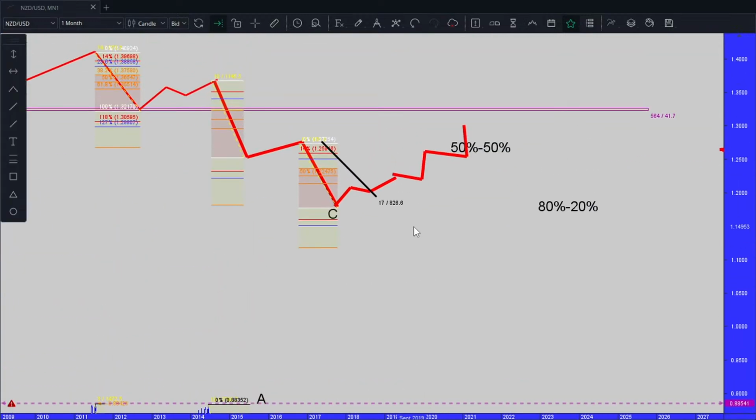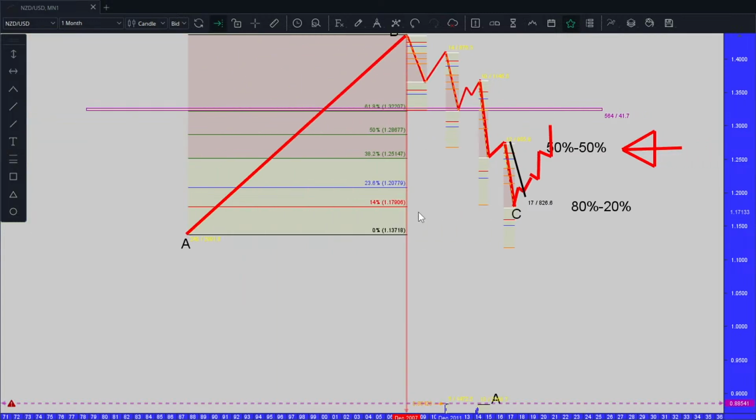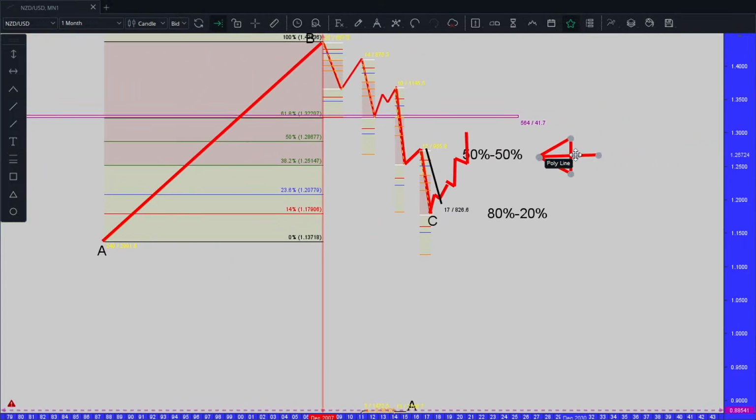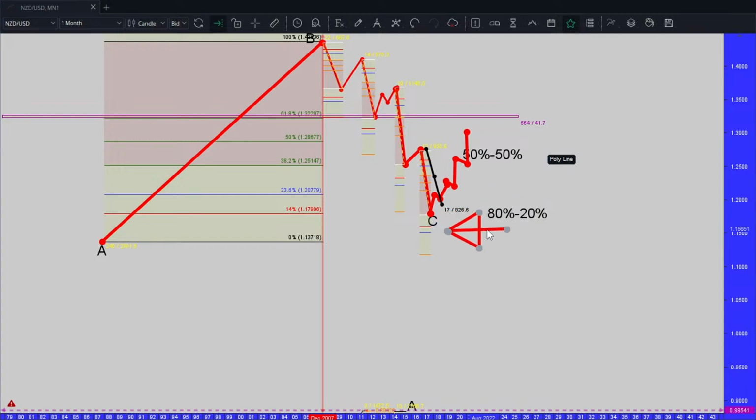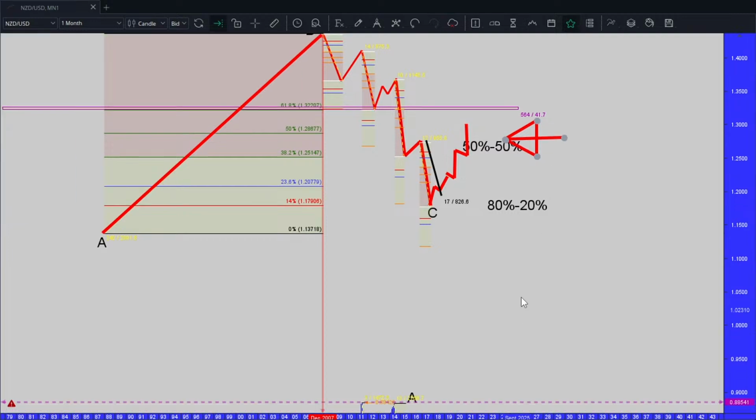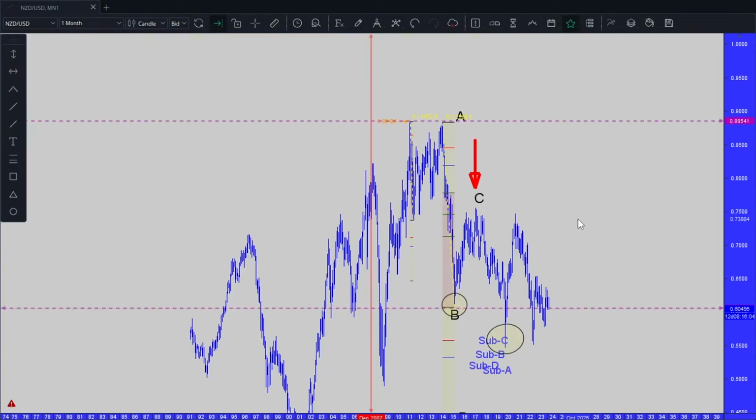When we say the C is confirmed, or when we say the Fibonacci has a confirmed C, this means that it has an 80% chance of going your way. All right?